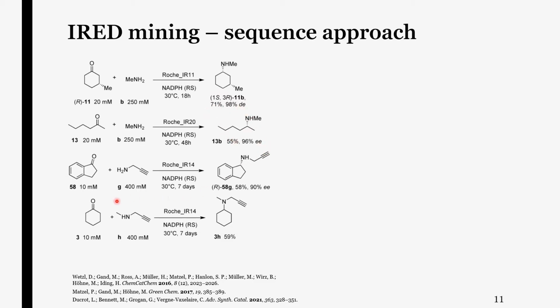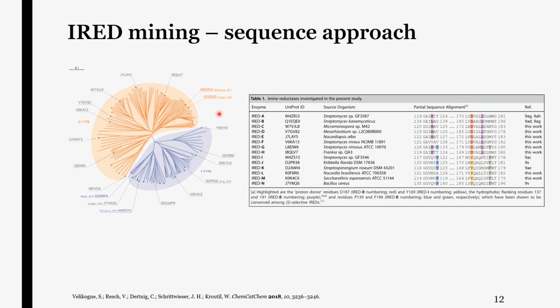Also, in a cooperation with Matthias Höhne, they could obtain rasagiline. The R enantiomer of rasagiline is a very important product which is used in pharmacy to treat Parkinson's disease. Another sequence-based approach was done by our group, namely Verena, Stefan and Jörg.